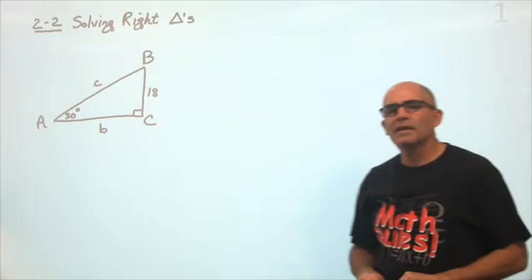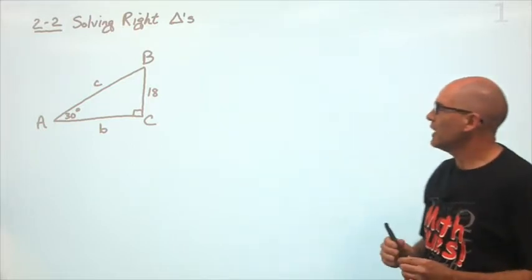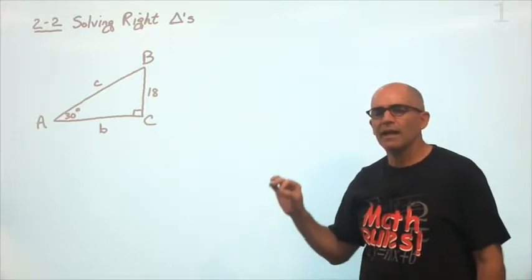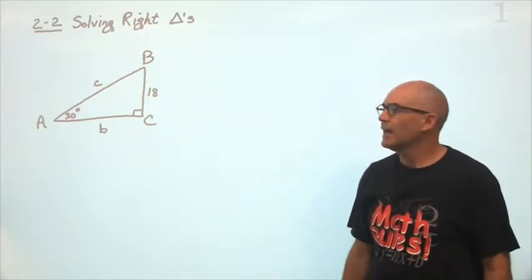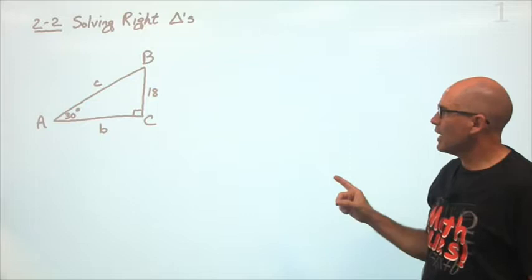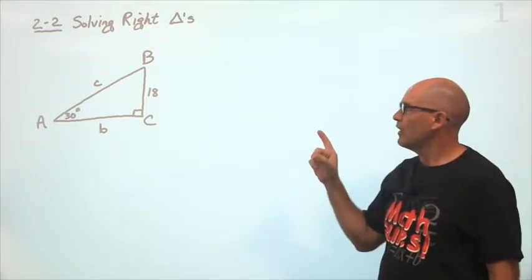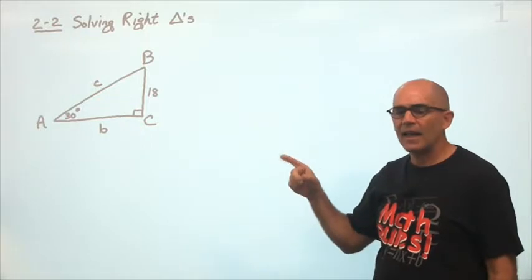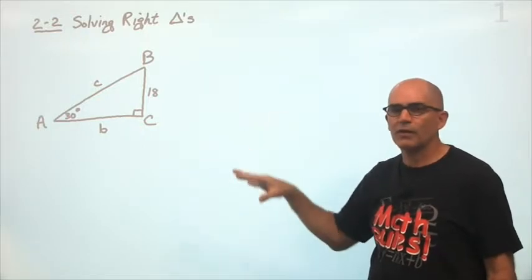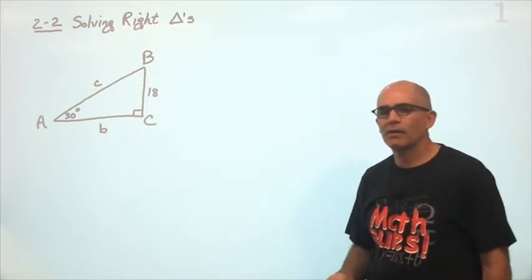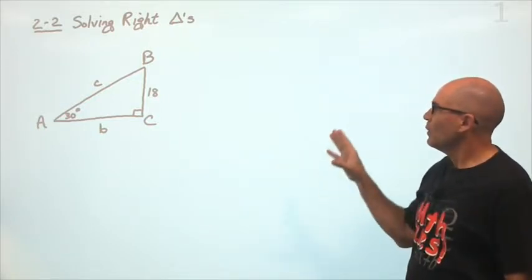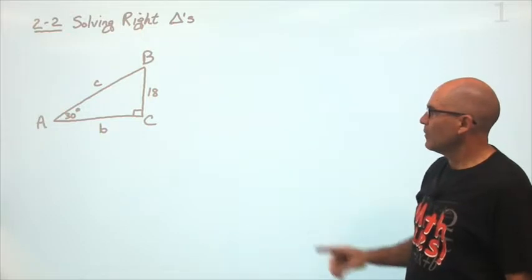Okay, what it means to solve a right triangle is that you're going to find all the angles and all the sides. Now, if you're given a right triangle with one angle and any other part of the triangle, then you can solve the whole triangle. Here's an example. We have a right triangle with a 30-degree angle.